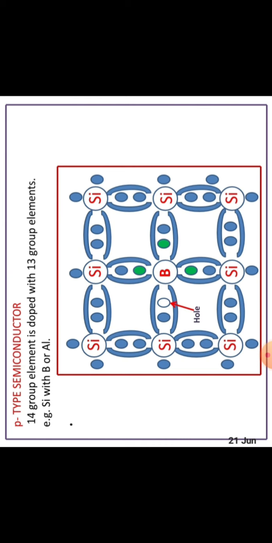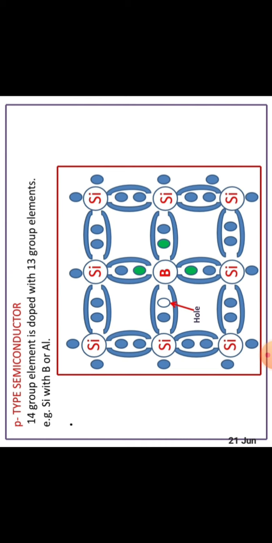So boron needs 4 electrons to form 4 covalent bonds with 4 different silicon atoms, but it has only 3 electrons, meaning this one is 1 electron deficient. So in place of this green electron or green dot, I am showing here a hollow circle. This is called a hole because here an electron should be present. In the case of an intrinsic semiconductor, in place of boron it was silicon. It means all 4 covalent bonds were satisfied, but here 1 electron is less. So this semiconductor is an electron deficient semiconductor or p-type semiconductor.